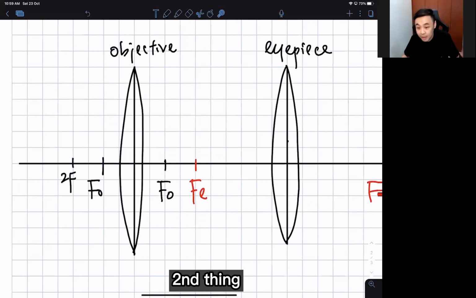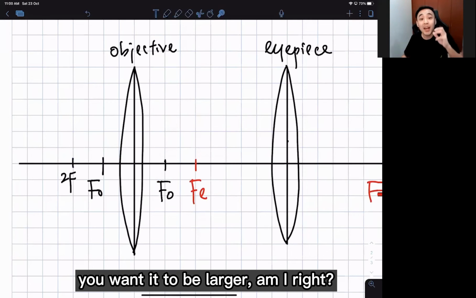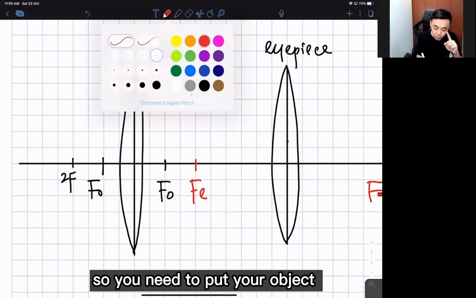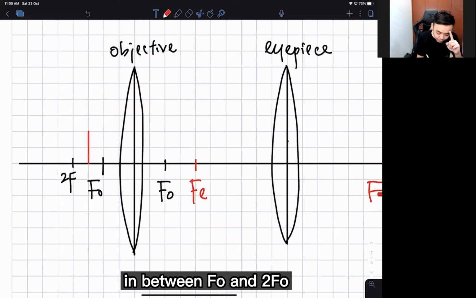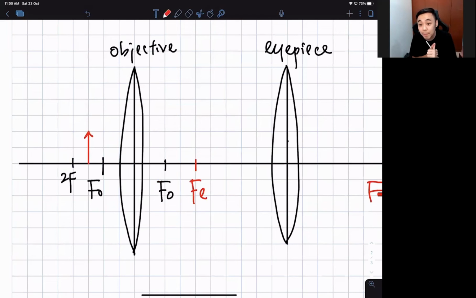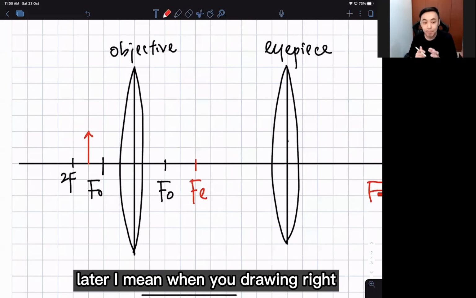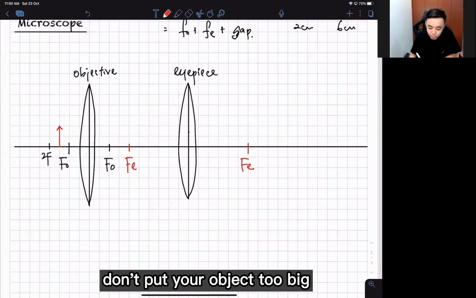Now, second thing, microscope for what? You want to magnify your object. You want it to be larger, am I right? So you need to put your object in between F and 2F. The reason is because by putting it here, you get a real image, you get a magnified image. It becomes enlarged.